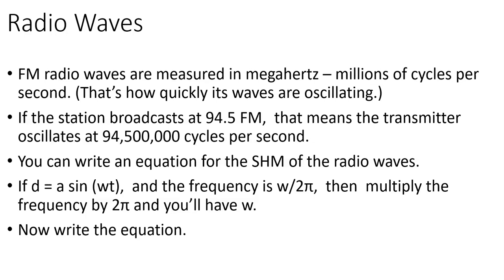So suppose the station's broadcasting at 94.5 FM. That means that the transmitter, or something in the transmitter, is oscillating how much? 94.5 million cycles per second. So you can actually write an equation for the simple harmonic motion of the radio waves. Okay? Multiply the frequency by 2 pi, and you'll have that W. So these are going to be massive numbers, but this is what goes on in transmitter sites and radio towers around the country, and that's how you get those FM radio waves. AM is something different. In AM, instead of the frequency modulating, it's the amplitude that's modulating. So AM instead of FM.